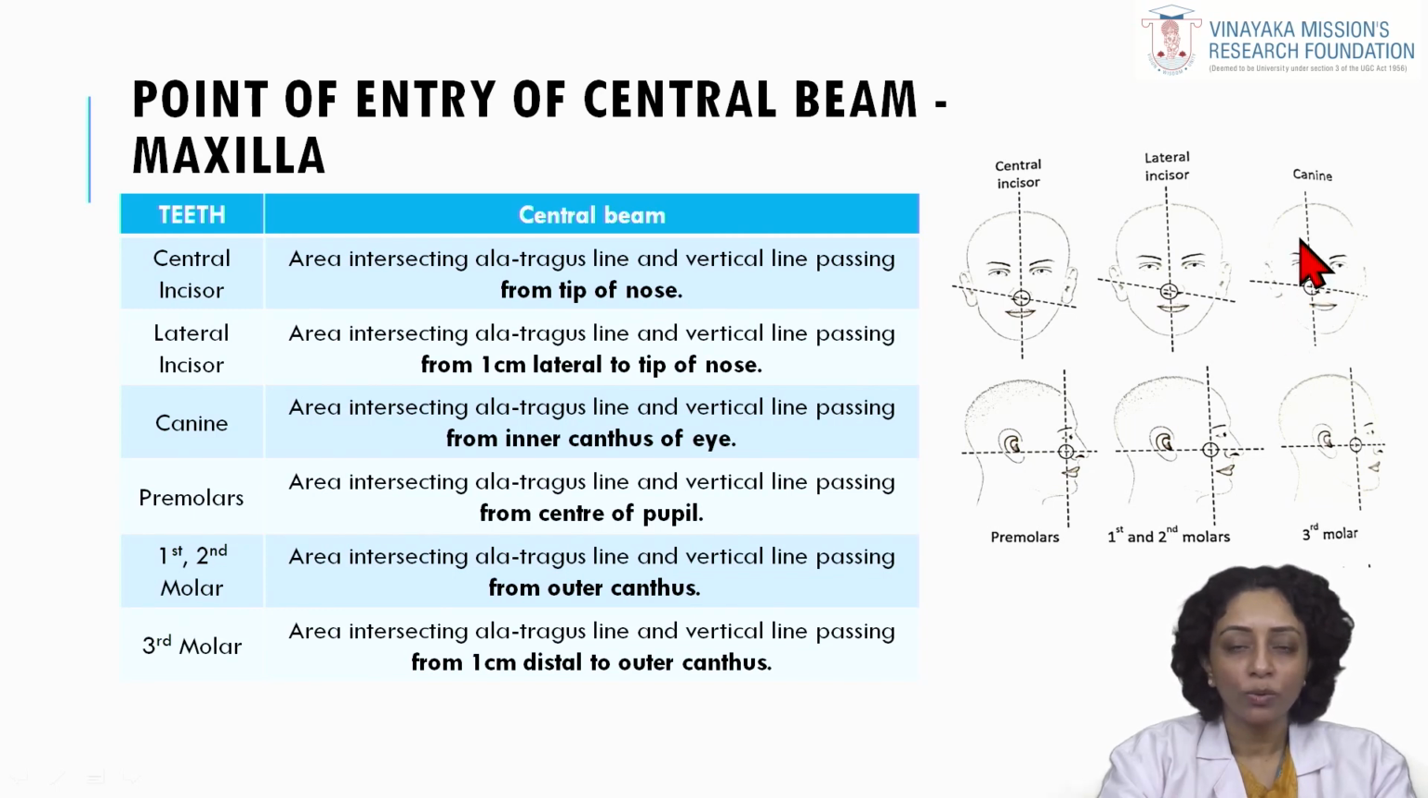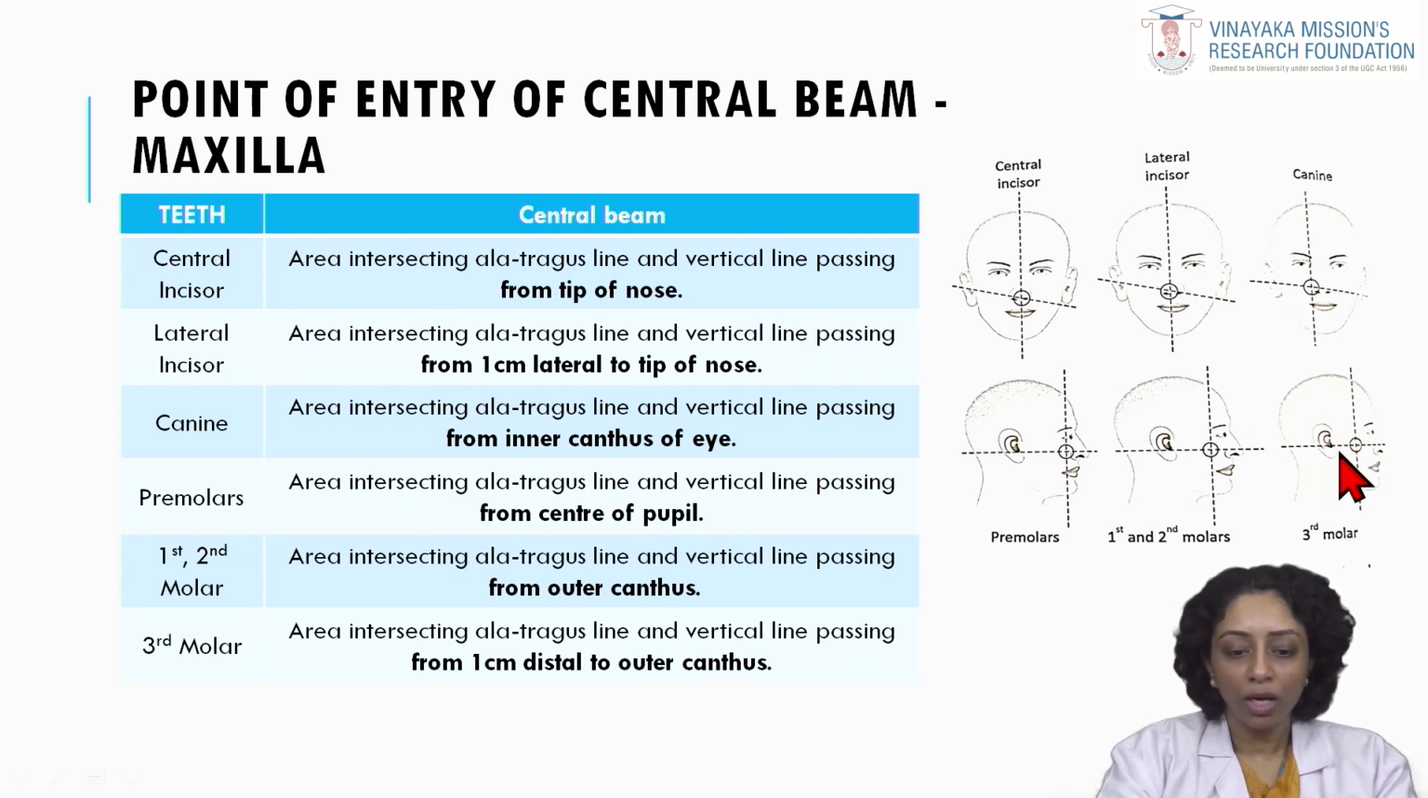So these are the landmarks which will help guide you to place the films inside the oral cavity, and you can position the PID at this level so that we achieve the vertical angulation and horizontal angulation and get a radiograph without error. Now for the first and second premolars, again the alar tragal line and the vertical line will exactly coincide at the center of the pupil. For the molars, again the lines will intersect at the outer canthus of the eye. So the PID will be moving backwards for the maxillary molar projections.